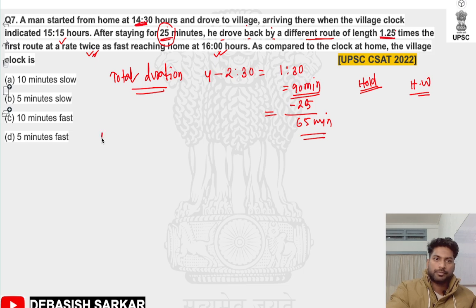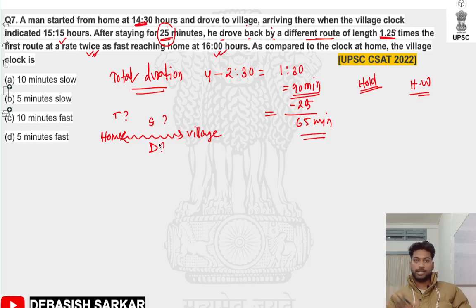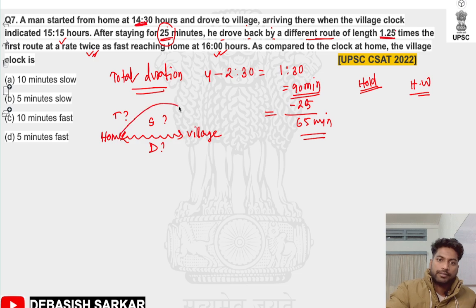and this is the village. We don't know the distance, just think the distance is d, and we don't know the speed and we don't know the time also. But we have the total duration, that is 65. Now look, while going to the village, just assume the time is t1.